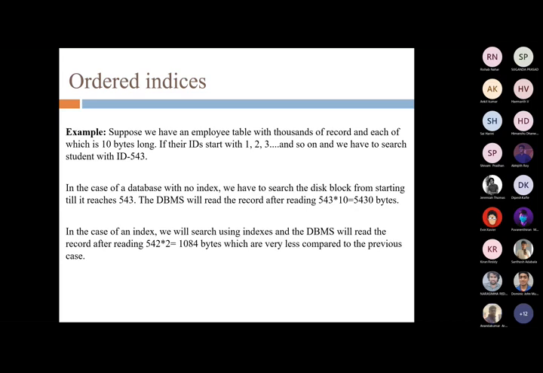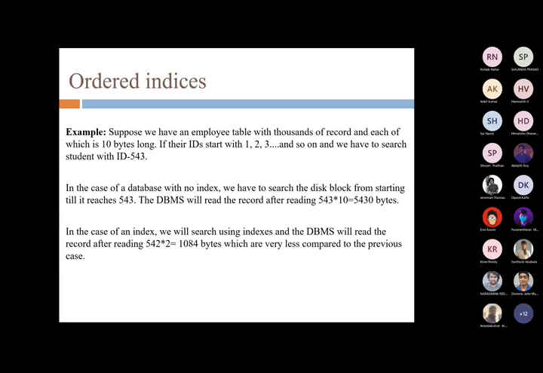Whereas if you have an index file, right, you are going to perform searching of a particular record in an index file, and then you are going to directly branch to the particular record in the disk, right? Then let us assume that the index search key occupies 2 bytes, right? So we'll be searching using indexes, and DBMS will read the record after reading 542 cross 2, 1084 bytes, which is very less compared to the previous case, right?